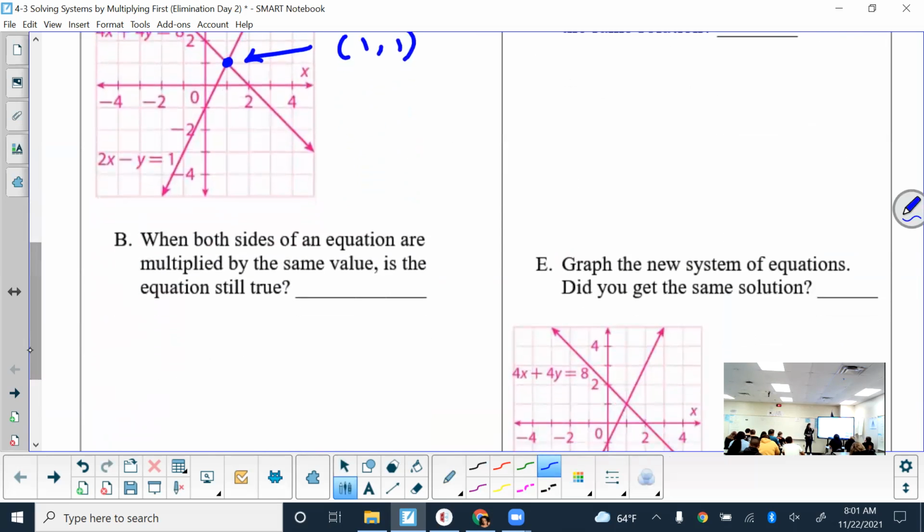Now, when you multiply both sides of an equation by the same value, is the equation still true? So here's what we're asking. And this is just going to be like a random equation, unrelated to the system right now. But let's say I have 2 plus 2 equals 4.